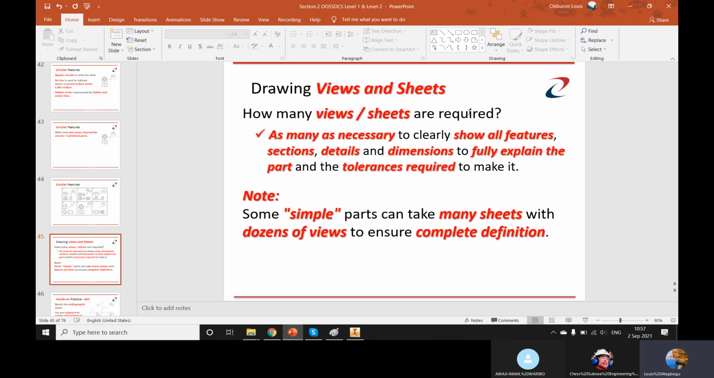So how many views or sheets are required? As many as necessary to show all the features, sections, details, and dimensions to fully explain the part and the tolerance required to make it. Some simple parts can take many sheets with dozens of views to ensure complete definition.